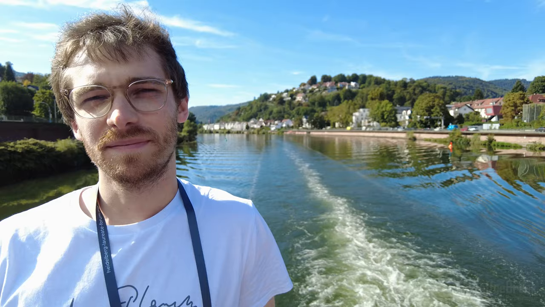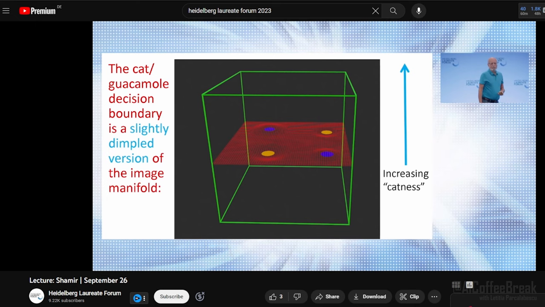We heard here at the HLF a lecture by Adi Shamir on adversarial attacks, and he presented his dimpled manifold hypothesis. I'm claiming that this is actually going to be the decision boundary. Namely, it is going to be roughly the same as the image manifold, with a small dimple underneath the cats so that the cats will be above, and a dimple above all the guacamoles so that the guacamoles will be on the bottom part. Everything at the bottom is going to be called by the network guacamole. Everything at the top half is going to be called the cat. What do you think of this hypothesis, and are there any alternative hypotheses for adversarial examples?